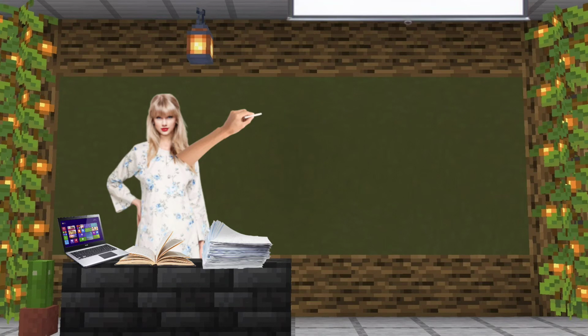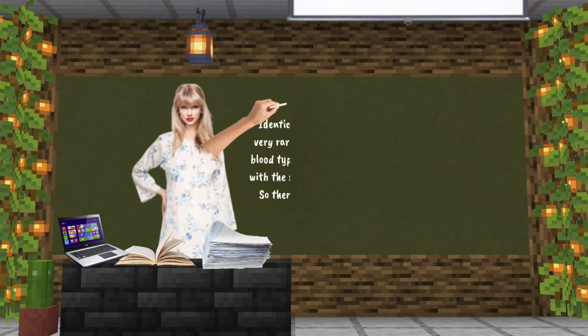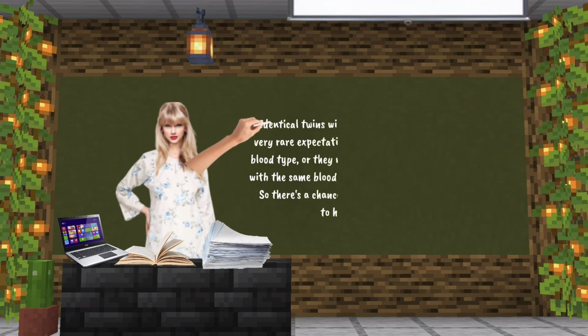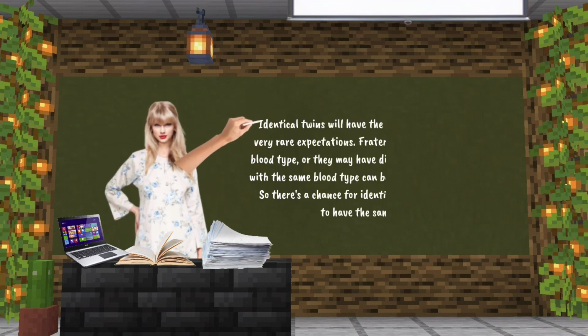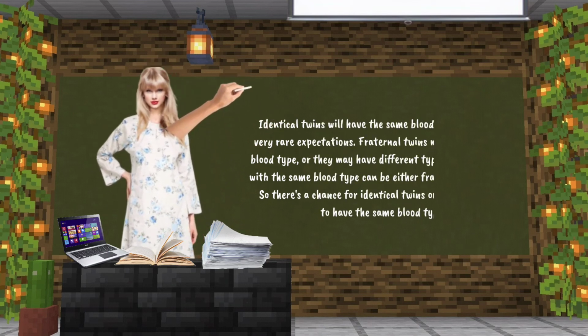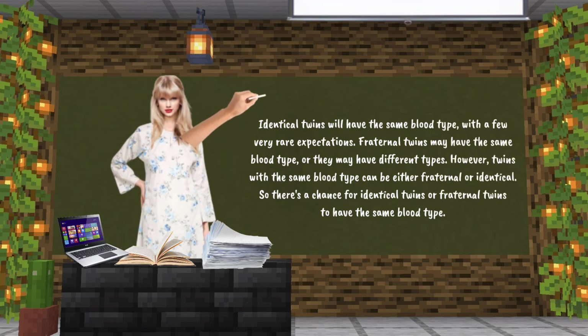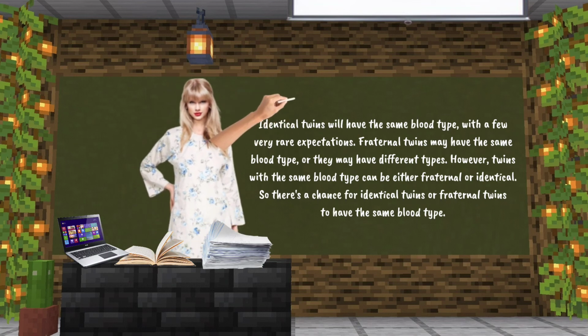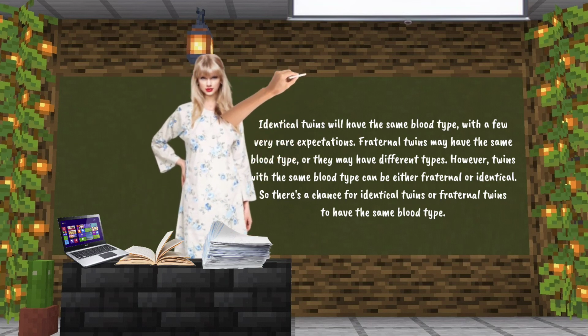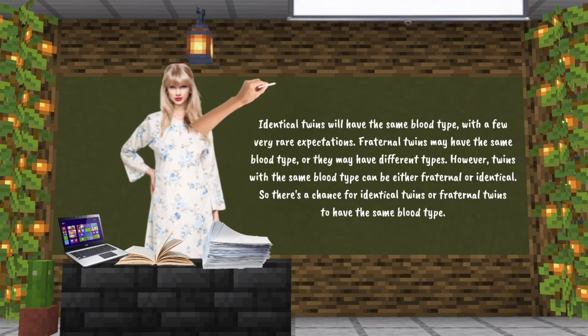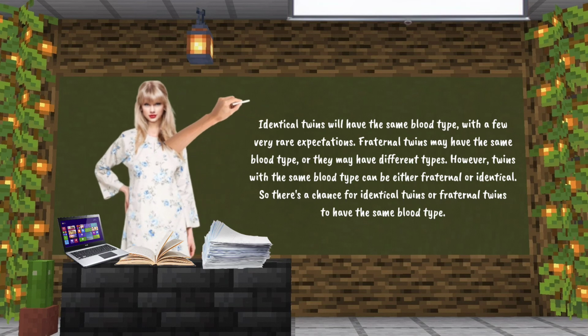Okay, like this. Identical twins will have the same blood type, with few very rare exceptions. Fraternal twins might have the same blood type, or they may have different types. However, twins with the same blood type can be either fraternal or identical. So, there is still a chance for both identical twins or fraternal twins to have the same blood type.